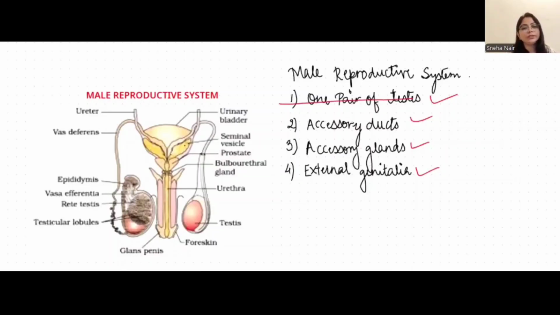So what do you mean by accessory ducts? The ducts that help in transfer of the sperms from the testes, where the sperm is produced, to the urethra, are called accessory ducts. There are a number of accessory ducts present in the male reproductive system that help in transfer of these sperms. What are the different types of accessory ducts that are present in the male reproductive system?